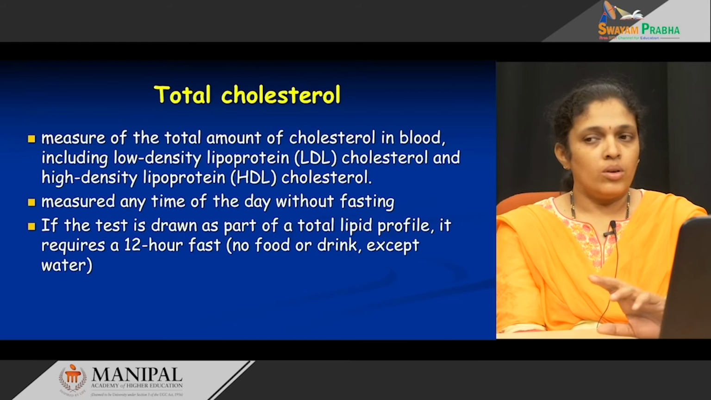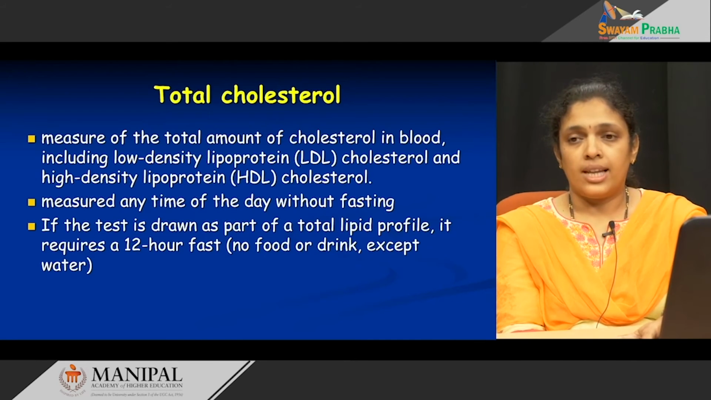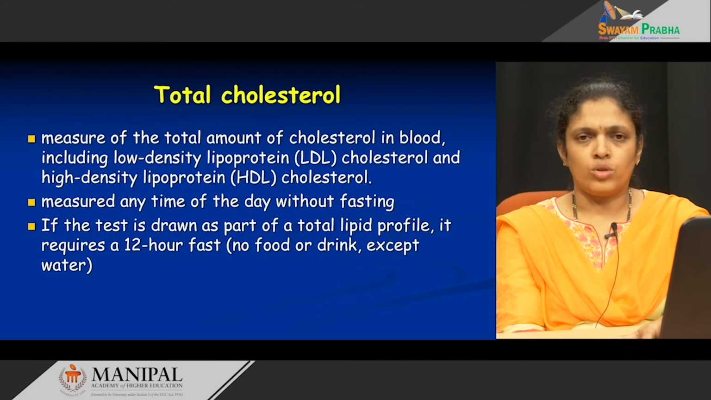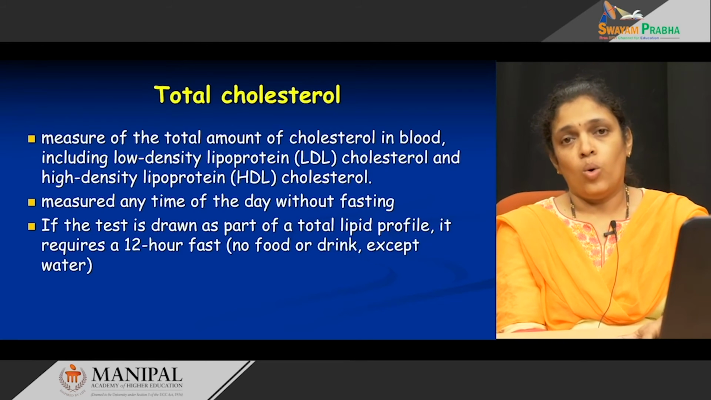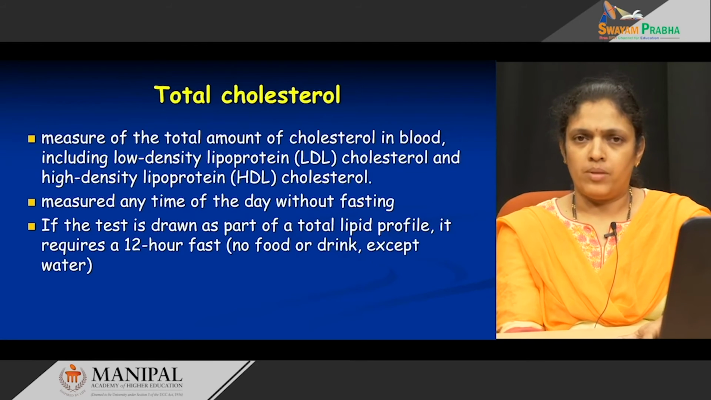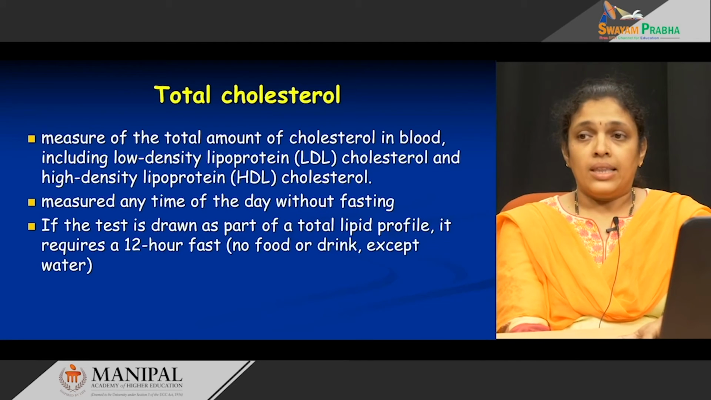No food, no drinking except for water; occasional consumption of water is allowed, but no tea or milk is allowed. A 12-hour fast is a must. That is why patients are advised an overnight fast when they come for lipid profile testing. But if I have to do a total cholesterol alone, then there is no requirement of fasting.